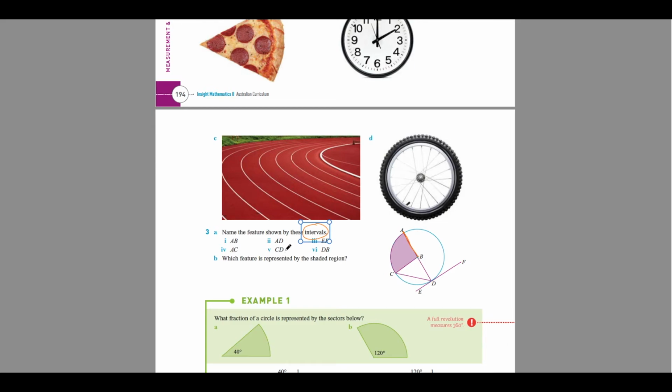Let's look at another one, CD. So this line, if you still remember, that's called a chord. It's a line that touches 2 points on the circumference, right? This is called a chord.